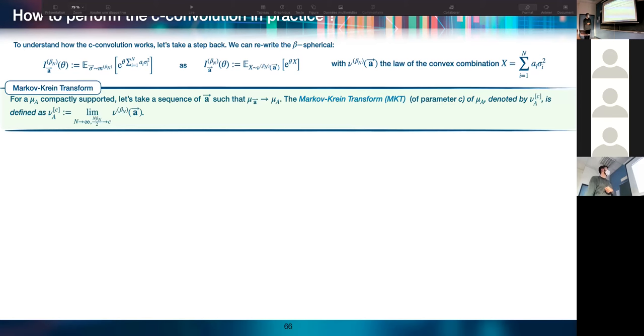And I call the Markov-Krein transform the law, in the high temperature regime where beta goes as c over N, of this object, this convex combination. By which I mean, if you take a_i to go smoothly to some measure mu_A, compactly supported, then the Markov-Krein transform, when beta goes as 1 over N, is the limiting distribution of this convex combination.